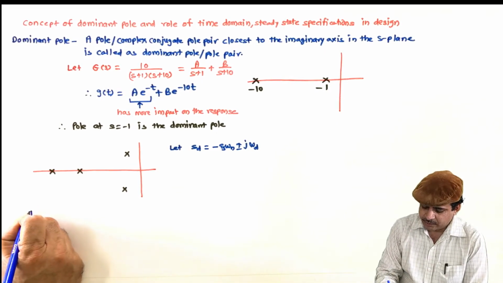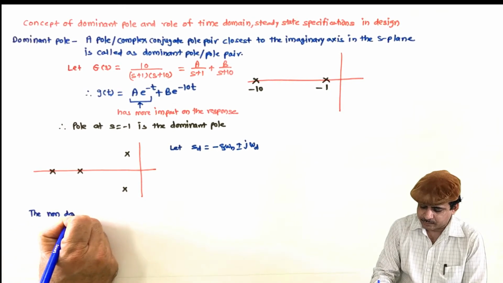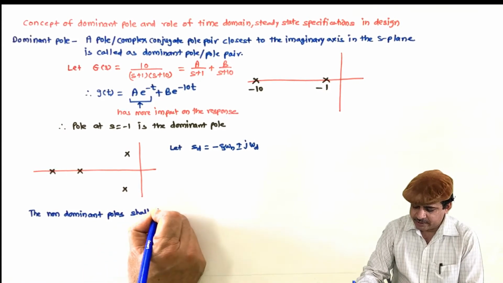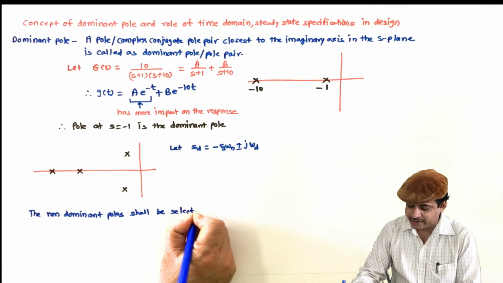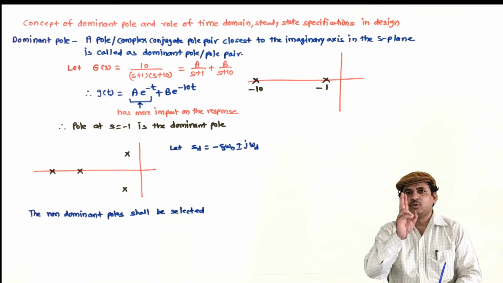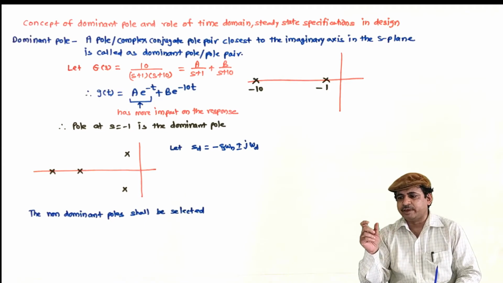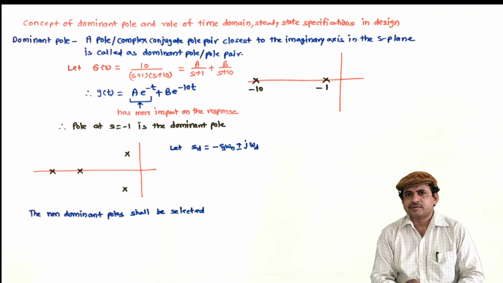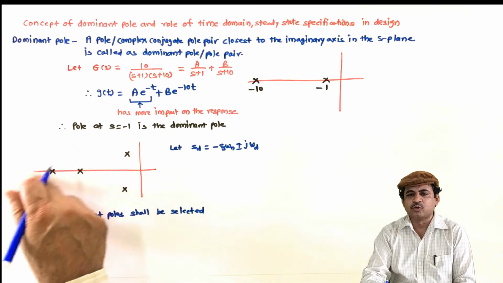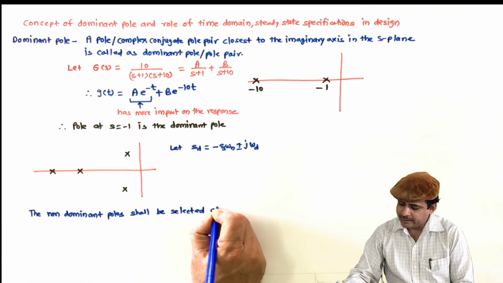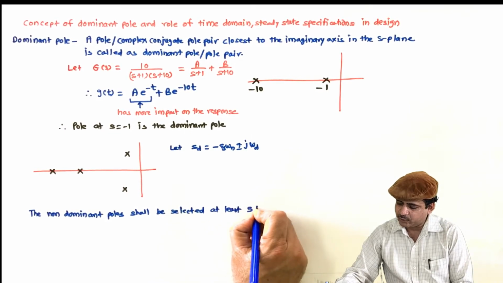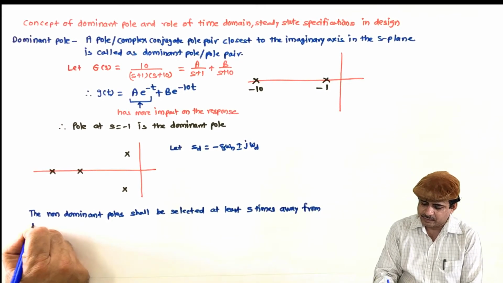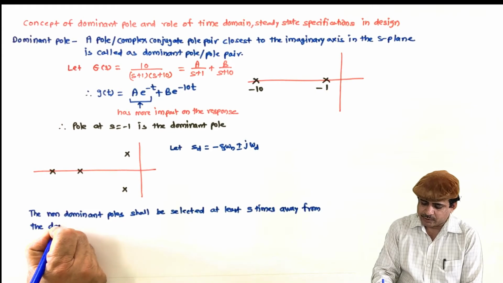So the non-dominant poles shall be selected in the design, because we are selecting two dominant poles from the specification of MP and TP, or say MP and TS, and the remaining poles, in this case two poles, shall be selected at least 5 times away from the dominant poles.